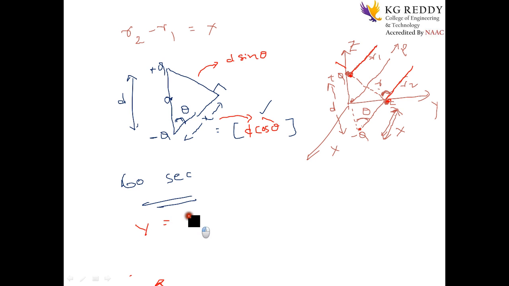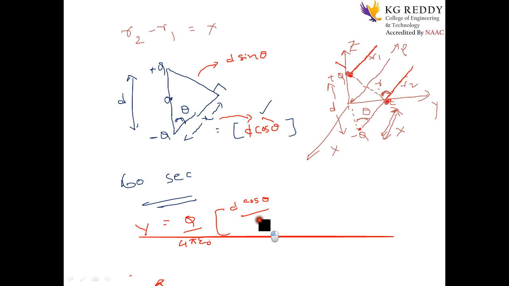Now what I am going to do is, V is equal to q by 4 pi epsilon naught, d cos theta by r square.